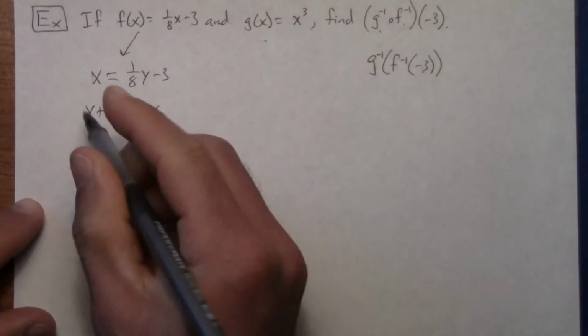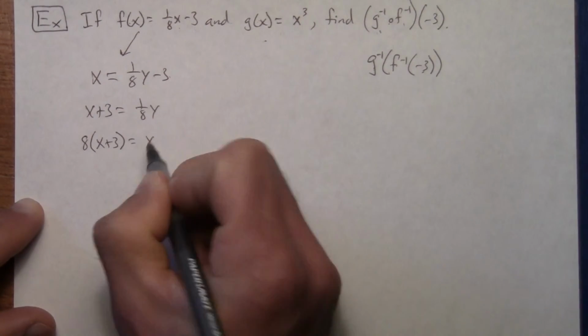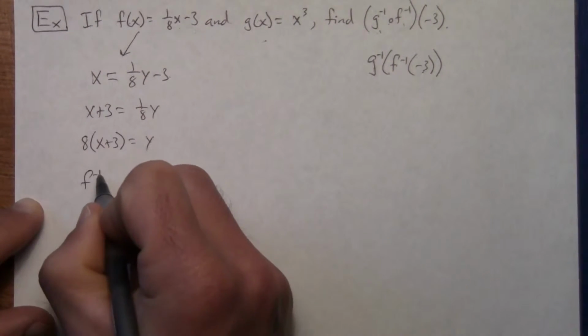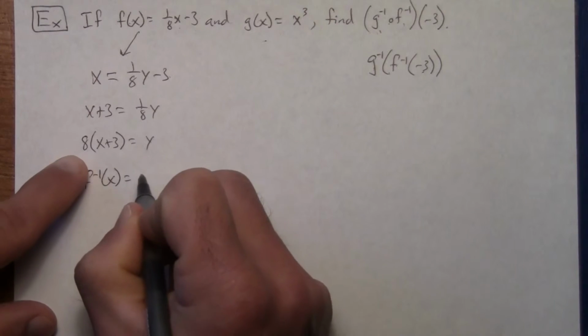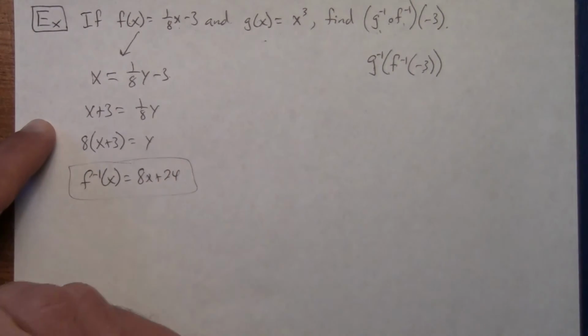And then I'm going to multiply both sides by 8. And just remember, since this is a quantity, you have to distribute that 8 to both terms. Now you can leave it like that. I prefer to simplify, so I'm going to say F inverse of X is equal to 8X plus 24. So there's the first inverse.